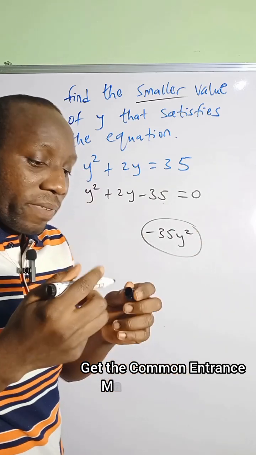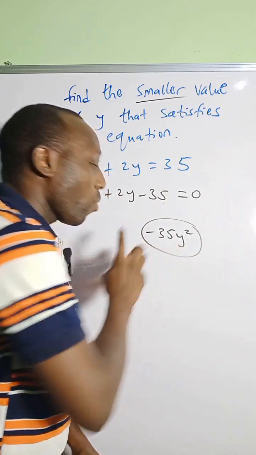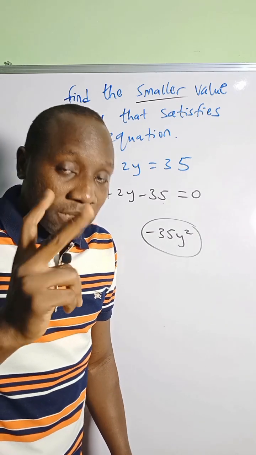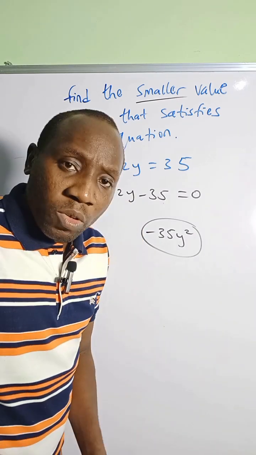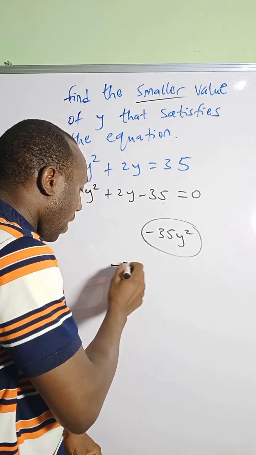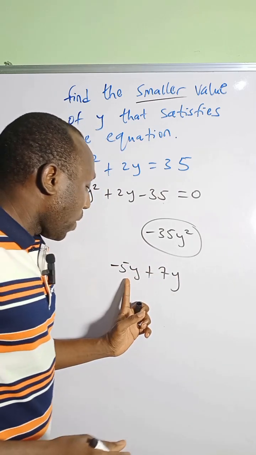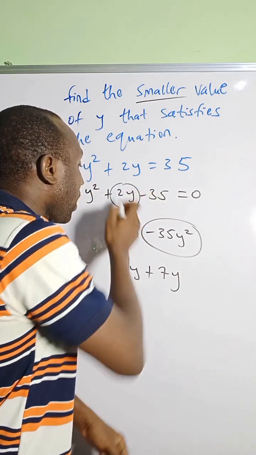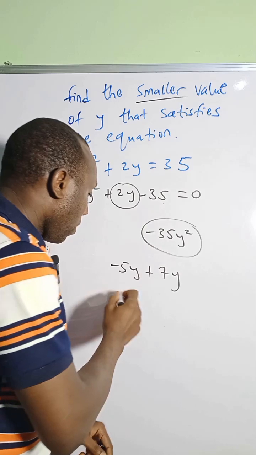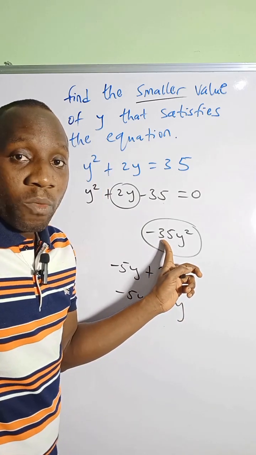So you think of two factors such that when you multiply these two factors, you will get minus 35y squared. And when you add the two factors, you will get plus 2y. So what's it going to be? Can we pick minus 5y plus 7y? So what's minus 5y plus 7y? This will give us 2y. And when we multiply these two, minus 5y times 7y, we're going to get minus 35y squared.